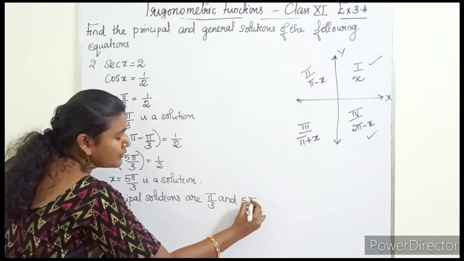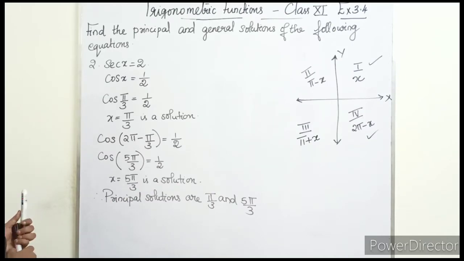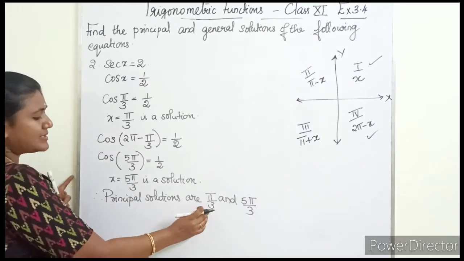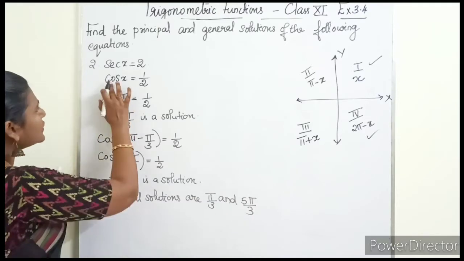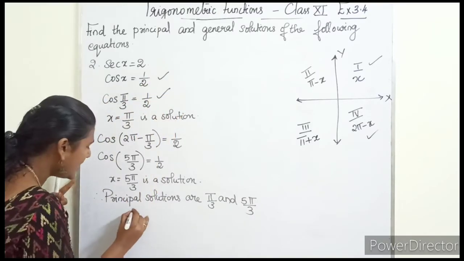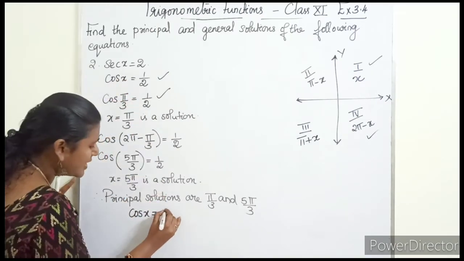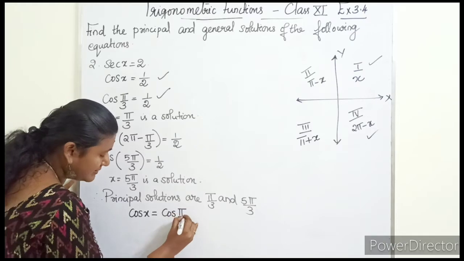Now we are going to find out the general solution. For finding the general solution, we will take any one of the principal solutions. So we will take this value. Okay, so we will consider these two equations. From the given equation, we can write cos x is equal to cos π/3.